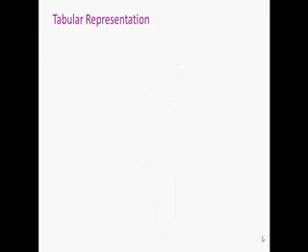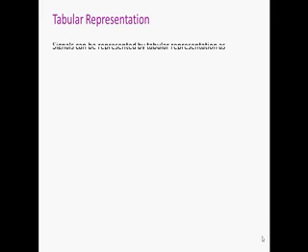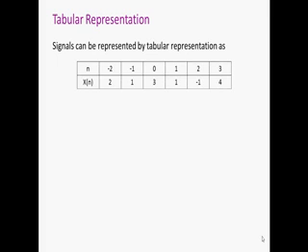Tabular representation. In tabular representation, the values are given in a tabular format. The time period is given in one row, and its corresponding amplitude is given in another row. So n is given in one row and x of n value is given in another row, and for each and every column, its corresponding values have been entered.